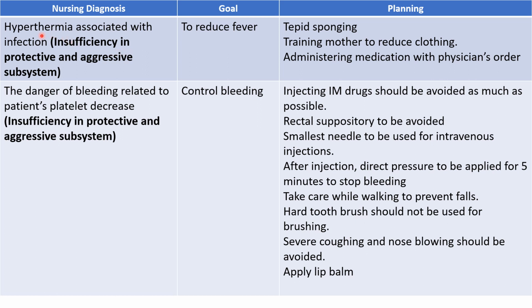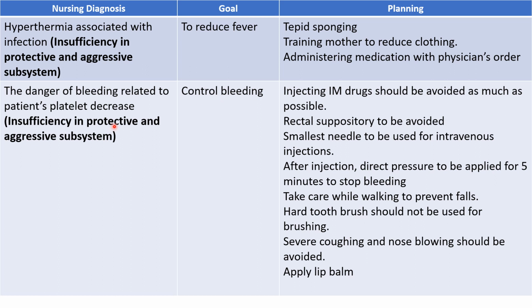Here we understood that hyperthermia associated with infection is there. So we will write the nursing diagnosis as insufficiency in the protective and aggressive system. Our goal is to reduce fever, and the planning will be tepid sponging, training the mother to reduce the clothing of the child, and administering medication with the physician's order.